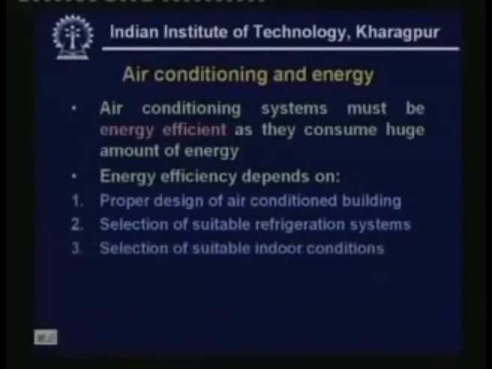And the third factor is the selection of suitable indoor conditions. As I have shown, the optimum indoor temperature varies from anywhere between 20 to 26 or 27 degrees centigrade. And you will see later that if you try to maintain a lower temperature inside the conditioned space, that will lead to higher energy consumption. That means a lower conditioned space temperature means, in general, higher energy consumption. So if it is not absolutely required, we must try to keep the temperature on the higher side to reduce the energy consumption.